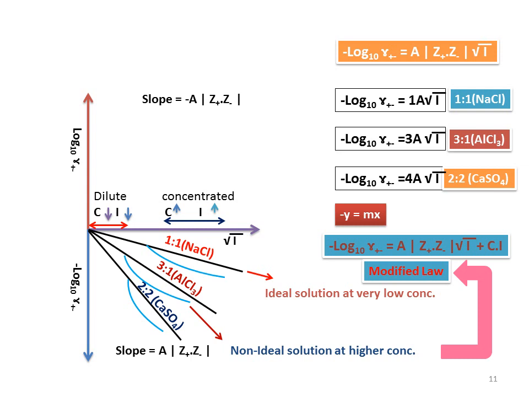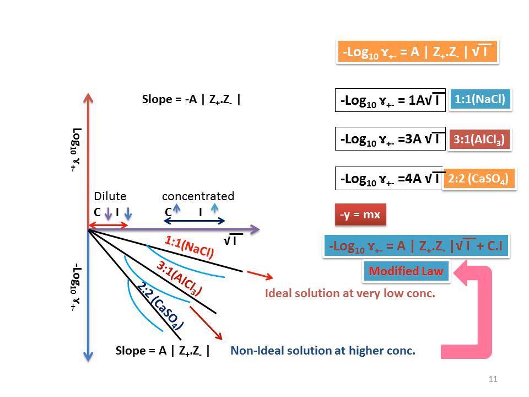One thing is notable: we have taken the slope, and the slope means minus log gamma positive negative to the base 10 on the negative y-axis. So why have we not taken this on the positive y-axis?